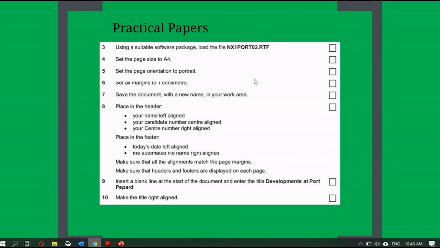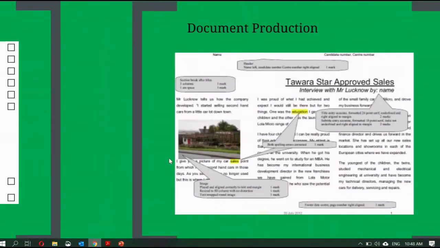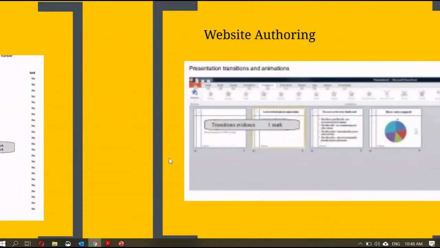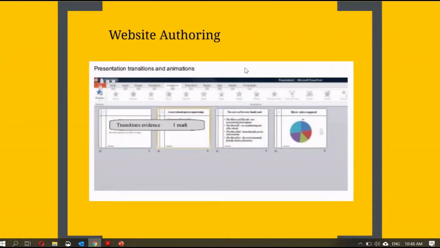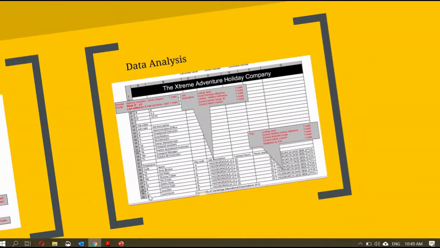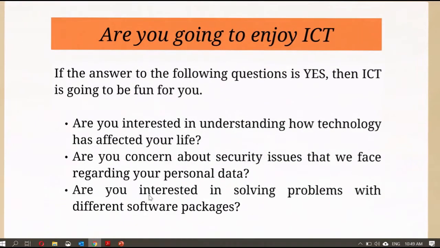And these are examples of practical papers. For example, they ask you to load a file, set the page size of the document, the orientation, do some header and footer tasks. These are some examples just to give you an idea of what the paper looks like at the end of your course. This is a document production, you can see. And we will do some website creation, which is website authoring, some HTML and CSS. You have done a bit of HTML in year 8 already.